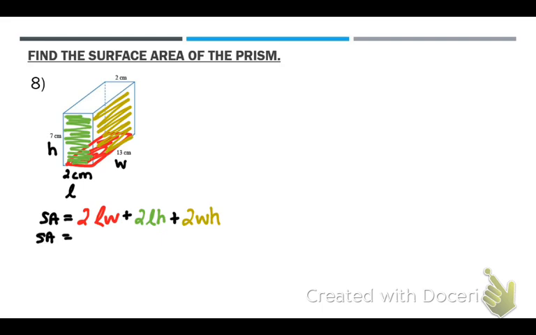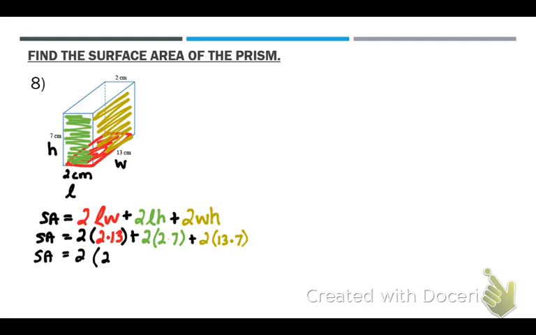The length times the width is going to be 2 times 13, plus 2 times the length times the height, which is going to be 2 times 2 times 7, plus the final thing we've got here is we're going to be multiplying 2 times the width, which is 13, times the height, which is 7. Now it's just a matter of plugging these numbers in.